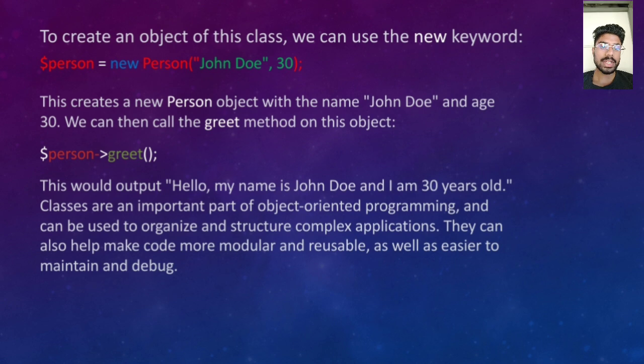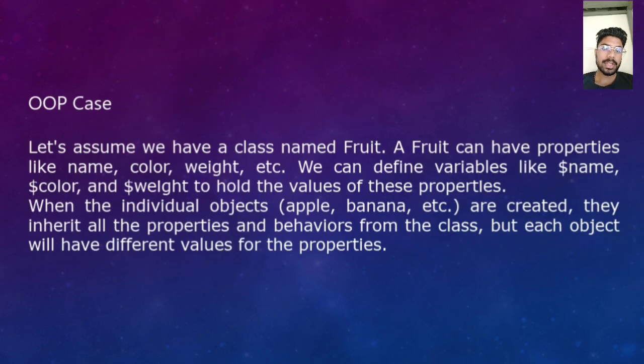We can then call the greet method on this object. The syntax for that method is $person->greet(). This would output: hello, my name is John and I am 30 years old. Classes are an important part of object-oriented programming and can be used to organize and structure complex applications. They can also help make code more modular and reusable, as well as easier to maintain and debug.